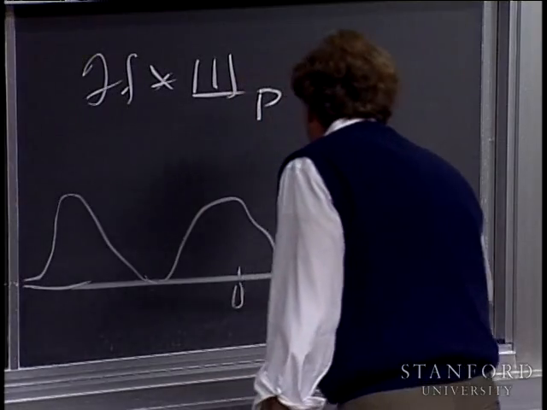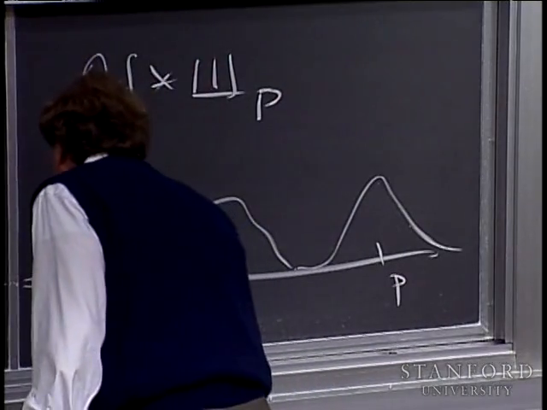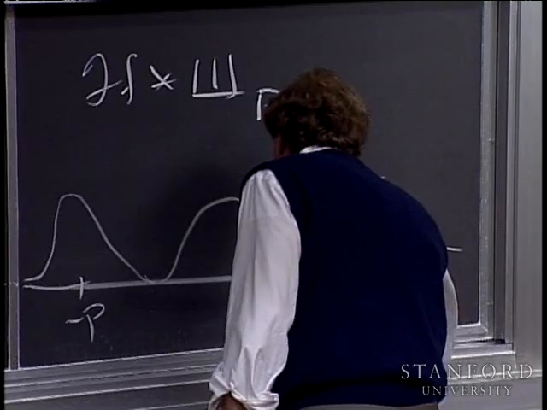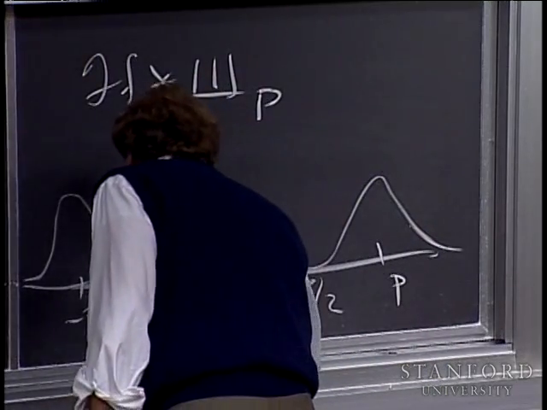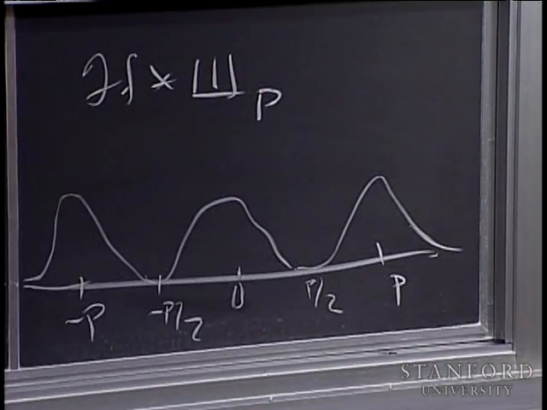So here's 0, here is p, here is minus p, here is, again, p over 2. Here's minus p over 2, and so on, and so on. All right, so this is a picture of the periodized version of the Fourier transform.